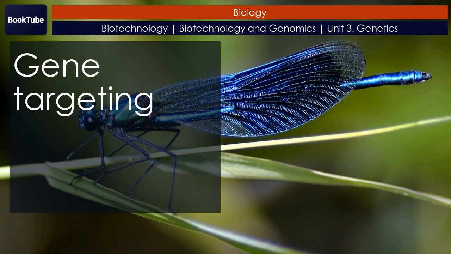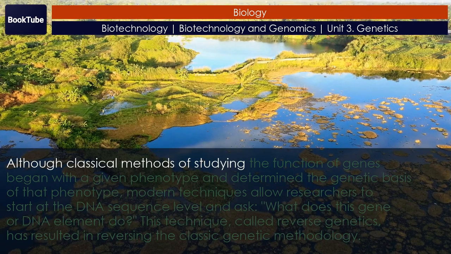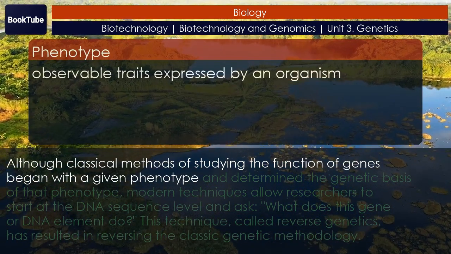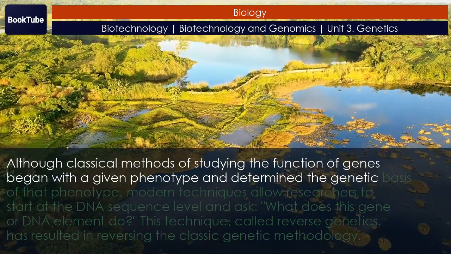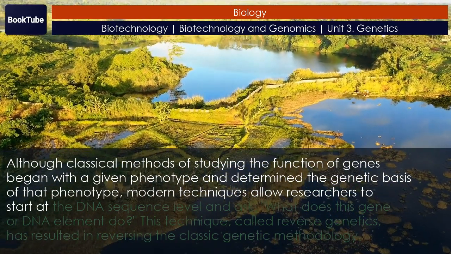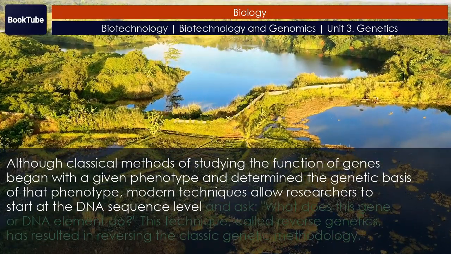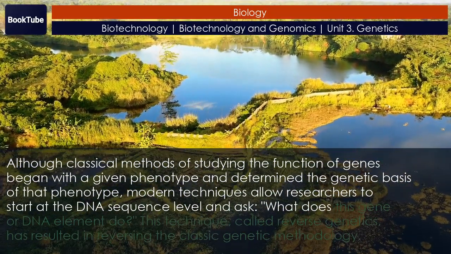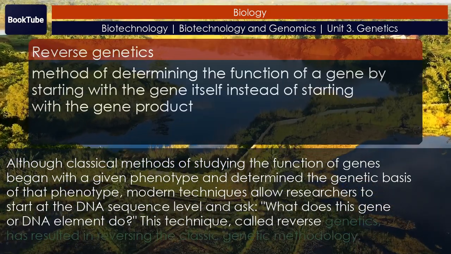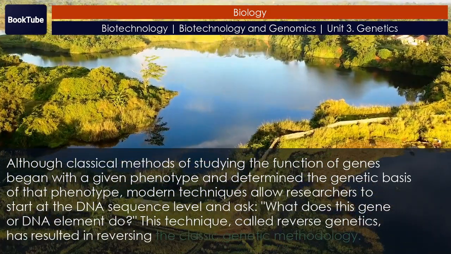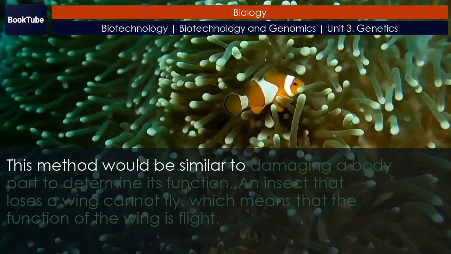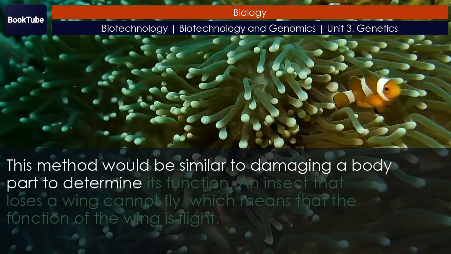Gene targeting. Although classical methods of studying the function of genes began with a given phenotype and determined the genetic basis of that phenotype, modern techniques allow researchers to start at the DNA sequence level and ask, what does this gene or DNA element do? This technique, called reverse genetics, has resulted in reversing the classic genetic methodology. This method would be similar to damaging a body part to determine its function.